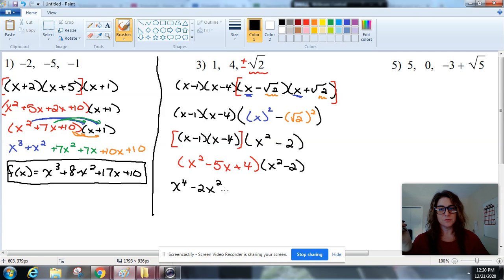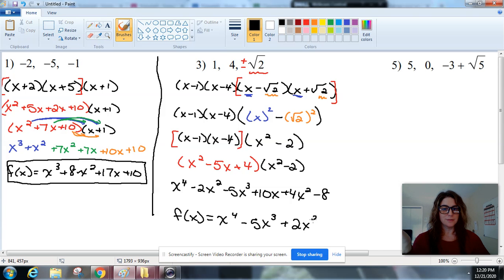Negative 5x times x squared is a negative 5x cubed. Negative 5x times negative 2 is a positive 10x. 4 times x squared is 4x squared. 4 times negative 2 is negative 8. And then again, we want to put it in standard form. So we want to combine any like terms we can and be sure that we write them in standard form, biggest power decreasing all the way down.